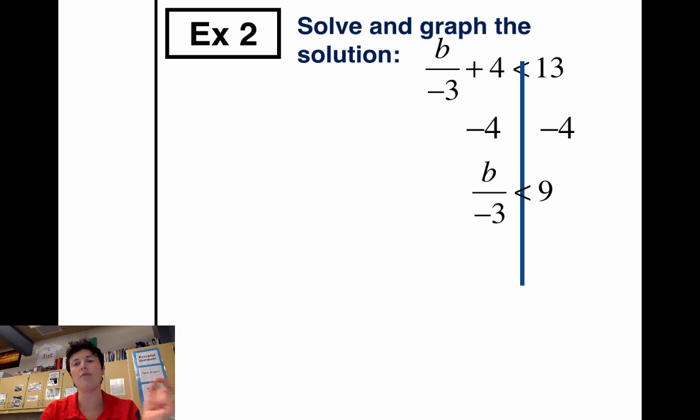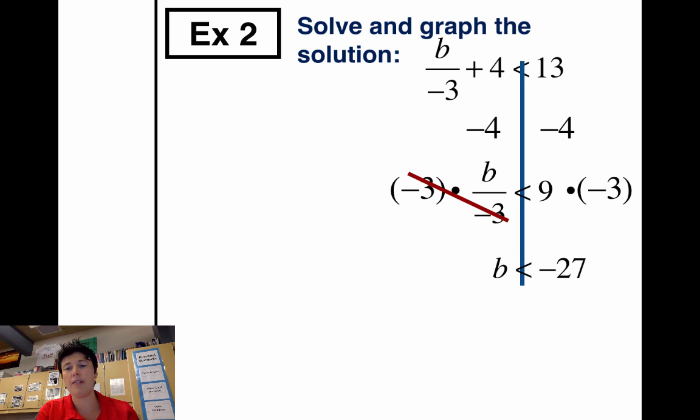Now I've got to move the negative 3 over by multiplying it. So I'm going to multiply negative 3 to both sides. That's going to get rid of those negative 3's on the left. And 9 times negative 3 is negative 27. So I get b is less than negative 27.